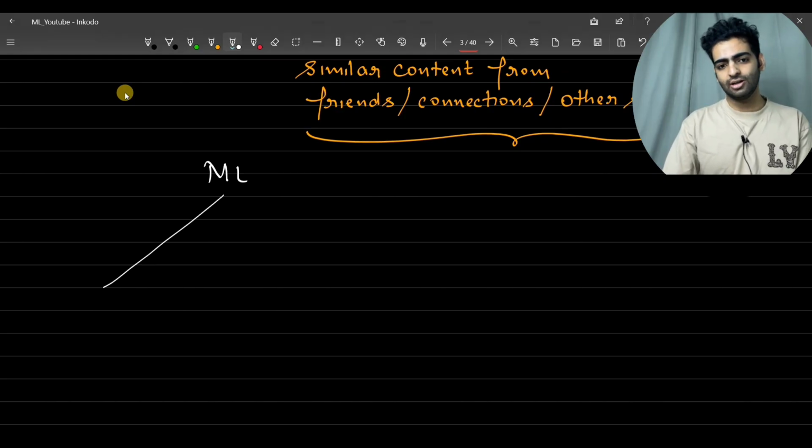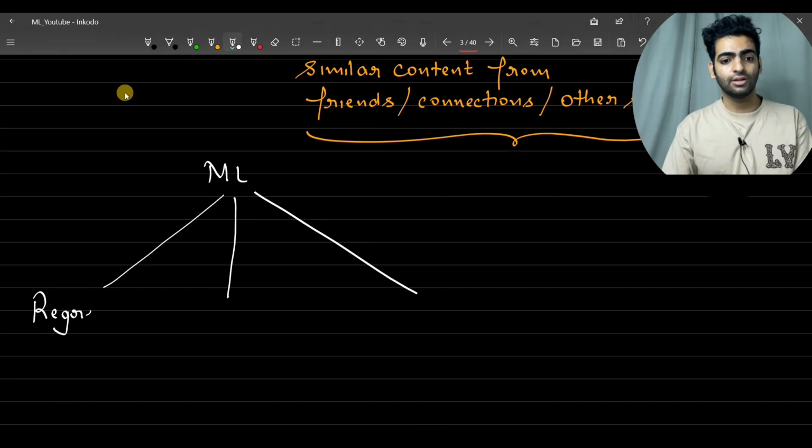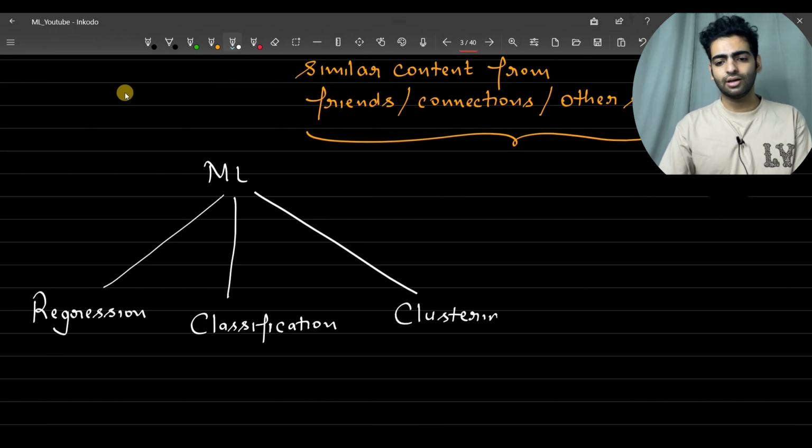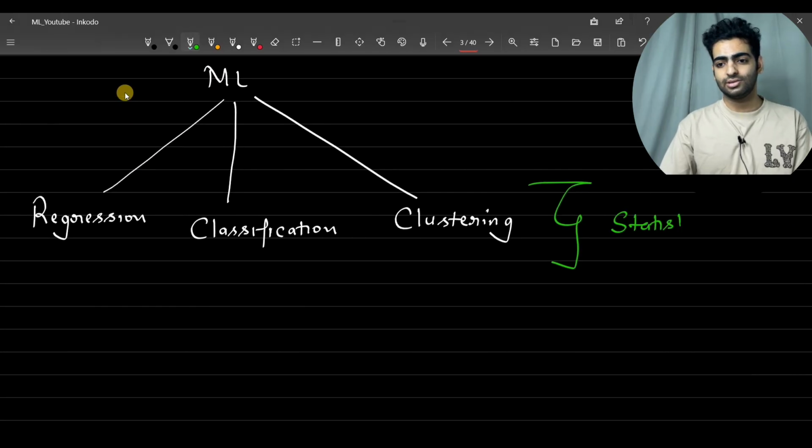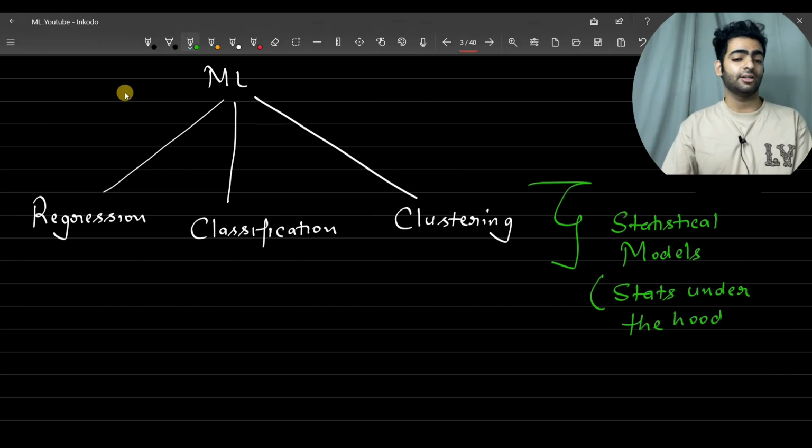So the whole machine learning is categorized into three categories: regression, second is classification algorithm, and third is all about clustering algorithms. See, at the end of the day, all three algorithms are often known as statistical models, because they're actually using statistics under the hood, right?